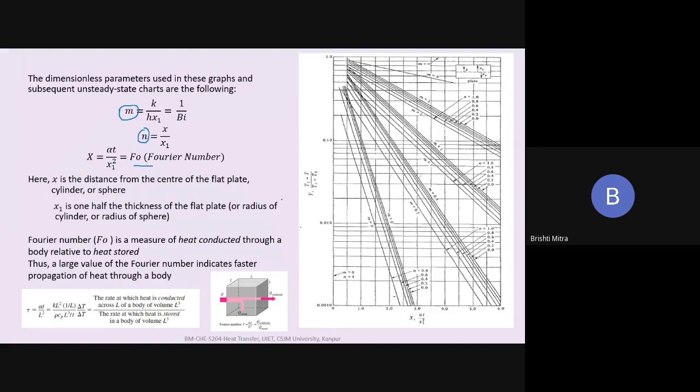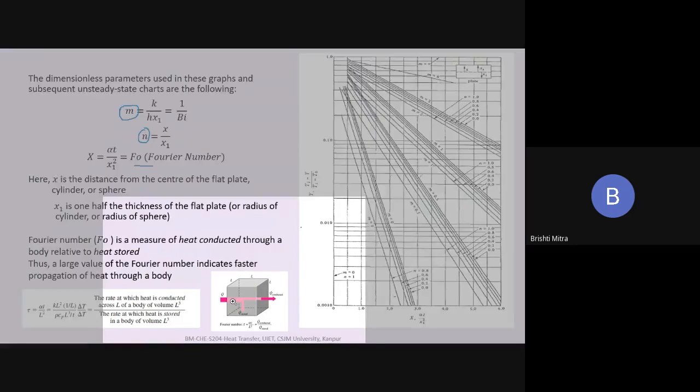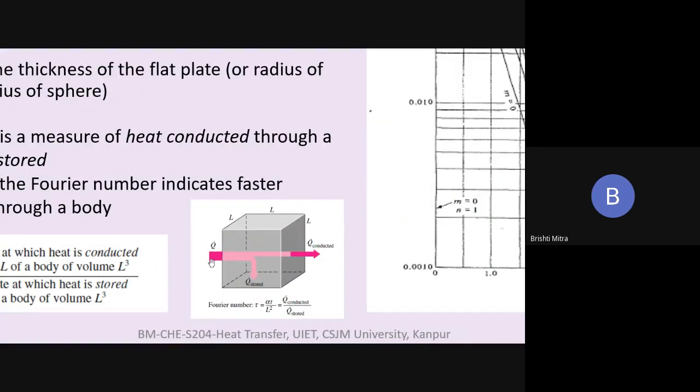Now, this Fourier number, since it's a number, will always have a physical significance. The Fourier number is a measure of the heat conducted through the body relative to the heat stored. Let me show you this picture. If there is heat going in, how much heat is going out from the body and how much heat is being stored in the body. So the Fourier number is a ratio of heat conducted to heat stored.